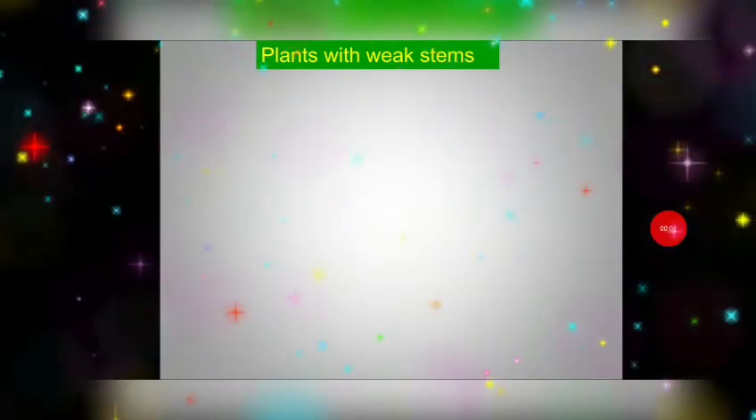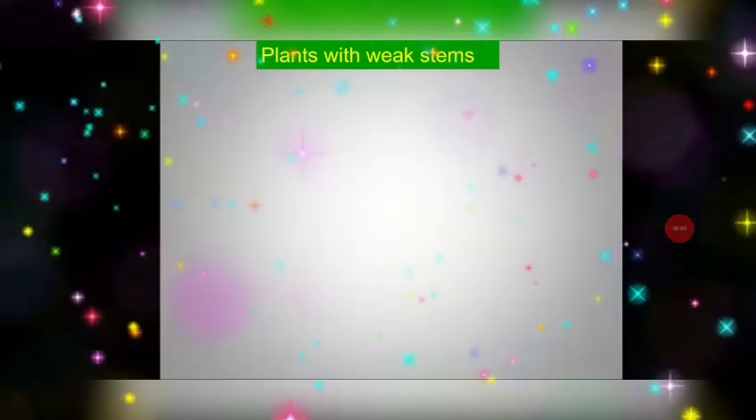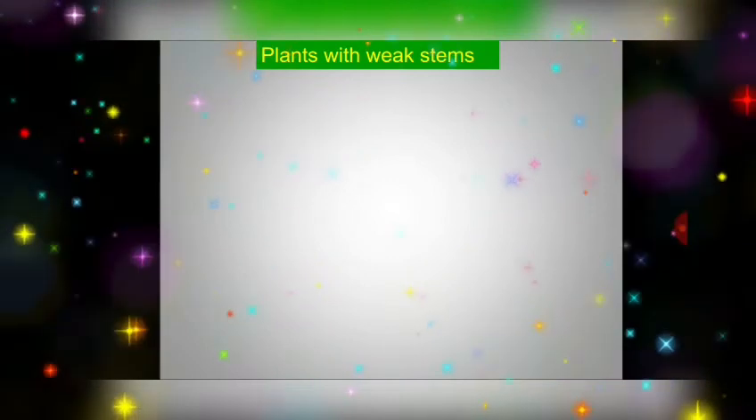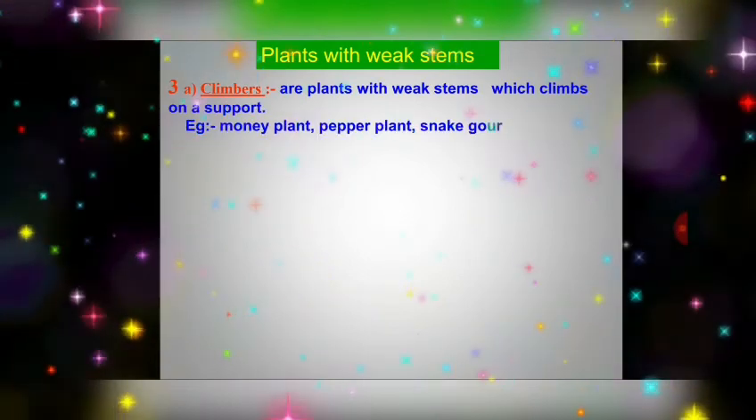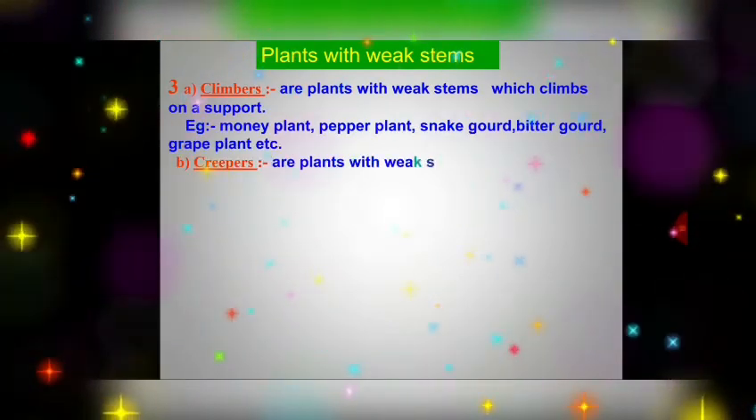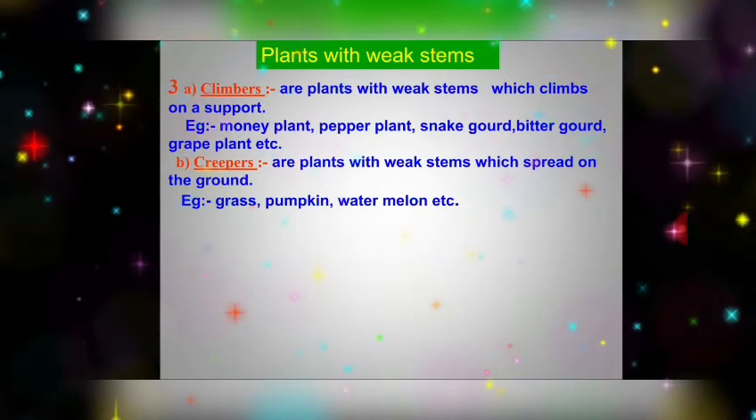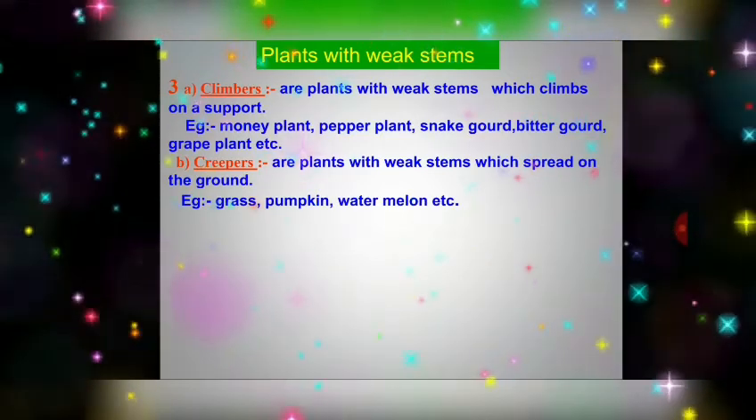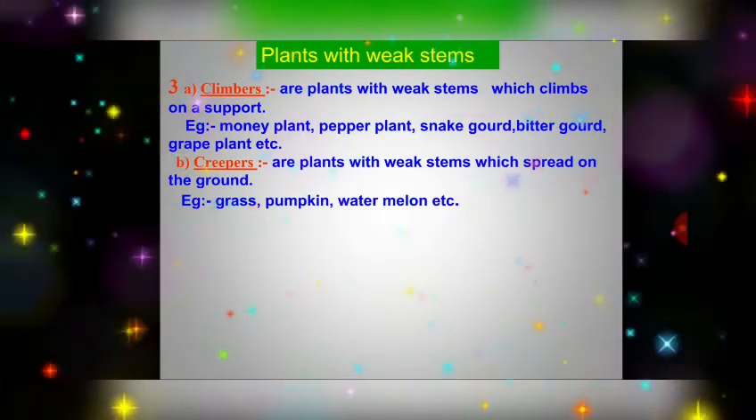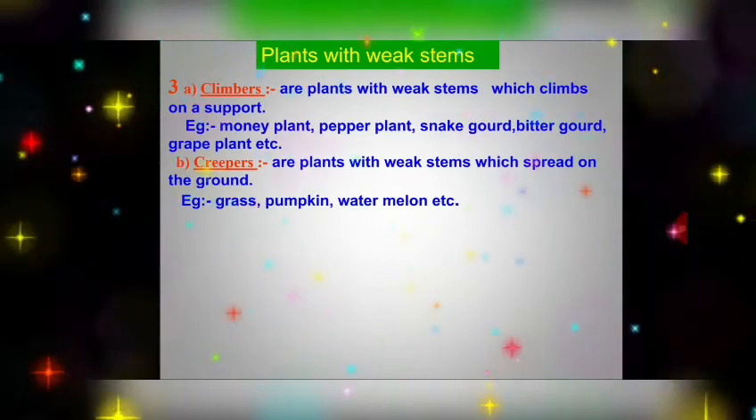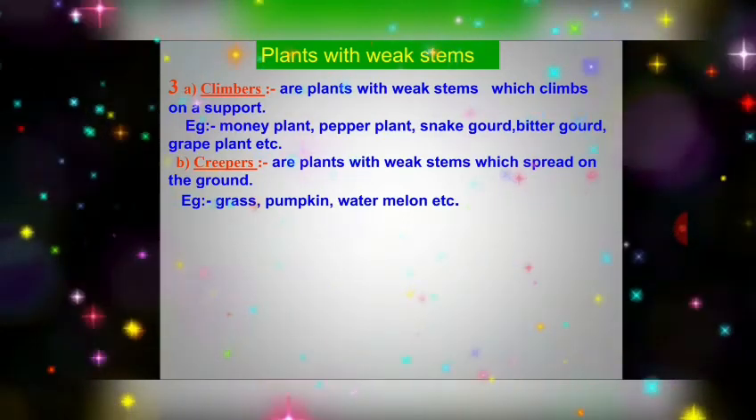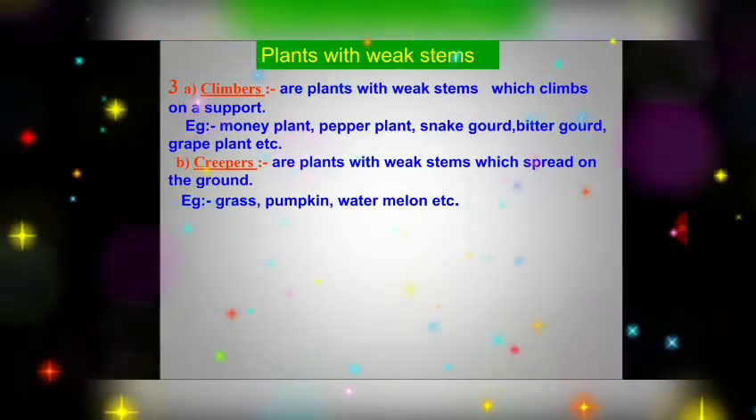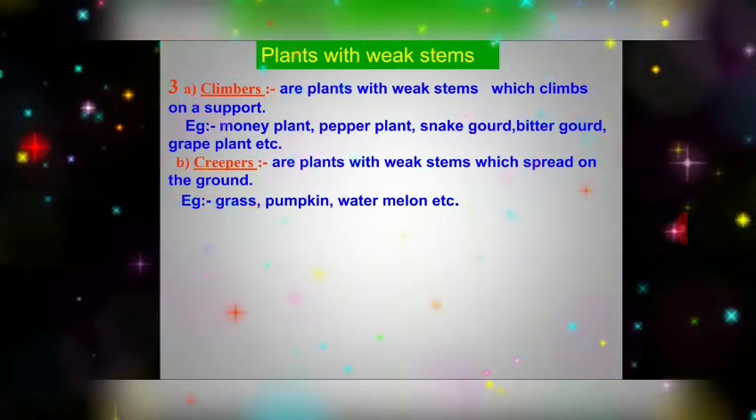Some plants have weak stems. These plants do not have strong stems, and these plants are called climbers and creepers. Climbers are those plants having weak stems, but they climb up on a tall object with support. So they need support to climb up. These are called climbers. Some examples are money plant, pepper plant, snake gourd, bitter gourd, grape plants, etc.